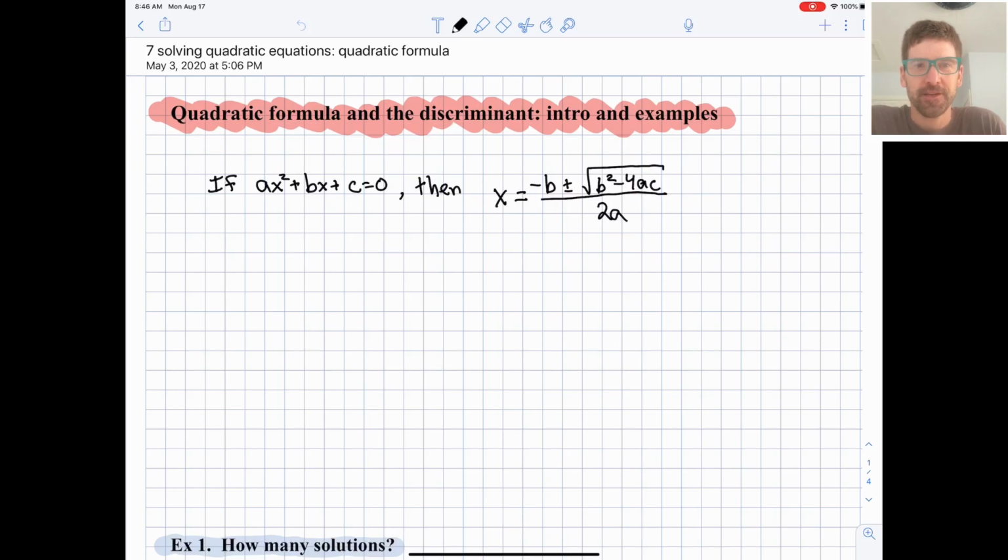All right, this is the next video in our work on quadratic functions, and today we will be working with the quadratic formula and the discriminant. We'll start off with an introduction and then do a few solved examples.